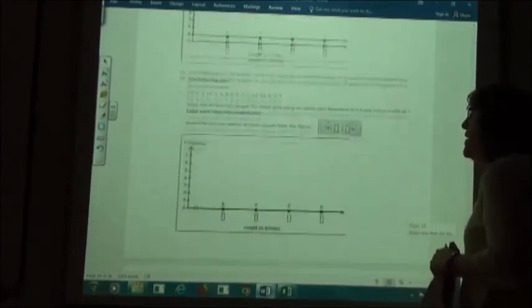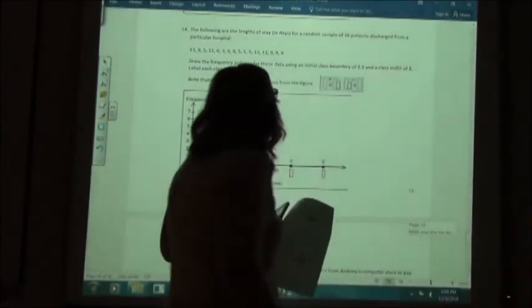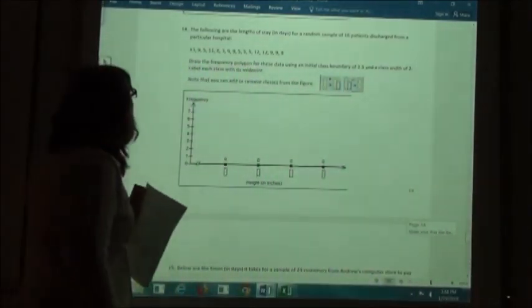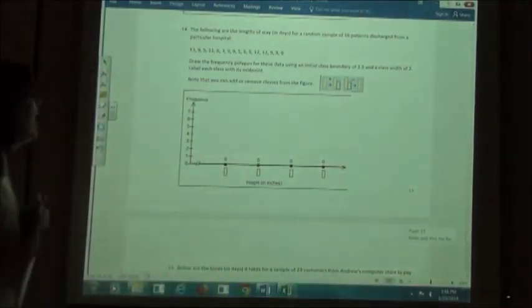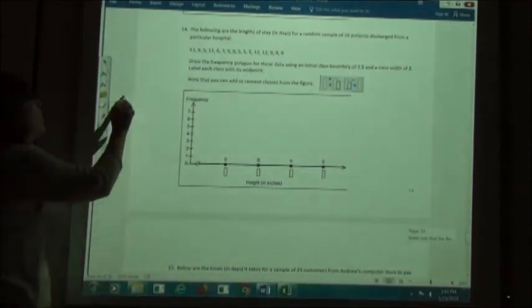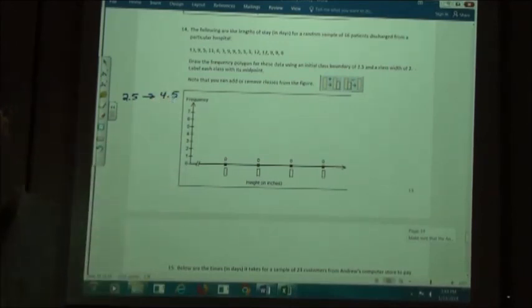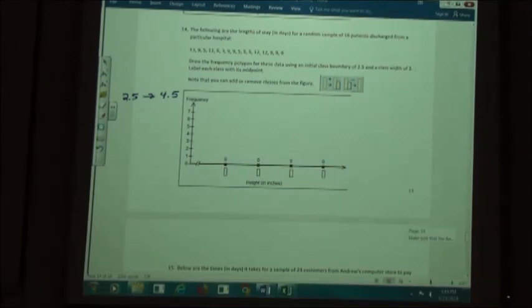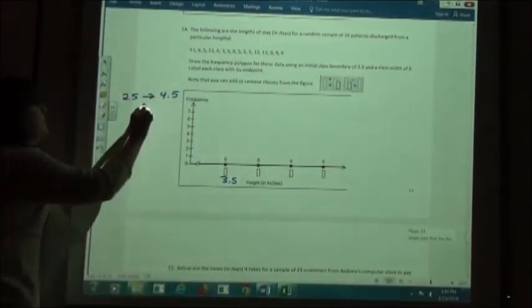All right, so number 14 then, same kind of thing. The following are the lengths of stays in days for a random sample of 16 patients. Draw the frequency polygon for the data using an initial class boundary of 2.5 and a class width of 2. So 2.5, with a class width of 2, would be at 4.5, and then I have to find the midpoint of that. Well, you probably know the midpoint of that maybe without having to calculate. Halfway between 2.5 and 4.5 would be 3.5, right? So our first section there.